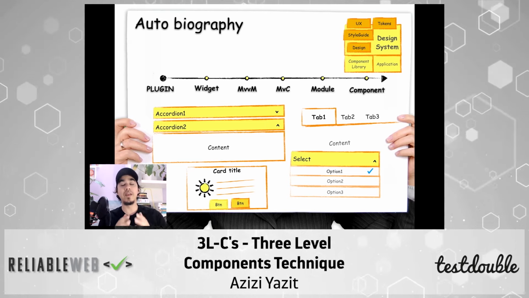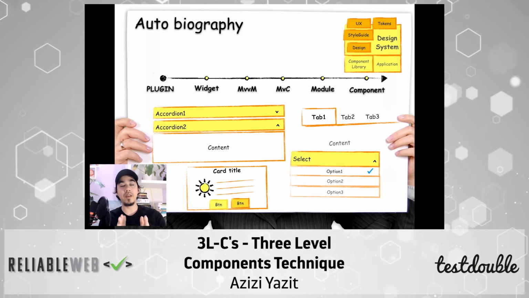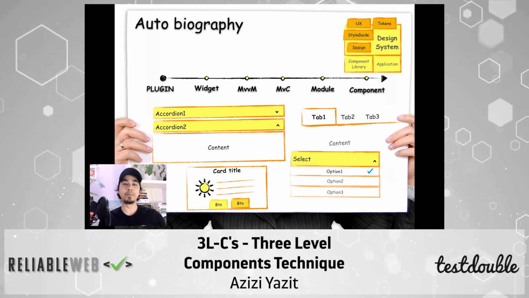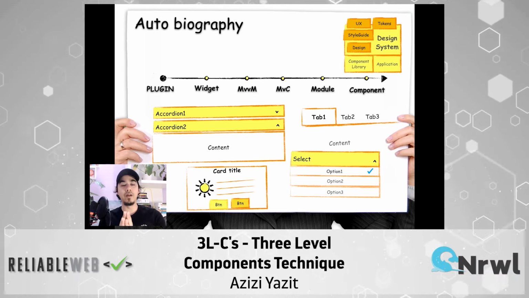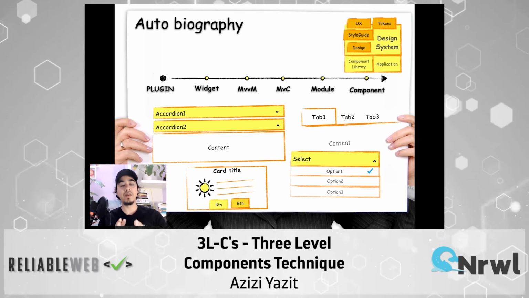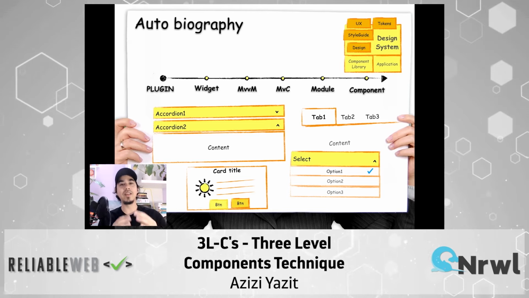For example, if I develop an accordion component, the accordion component is composed of the accordion header, the accordion title, and the accordion content. Same thing when we develop a card component, it is composed of the card header, the card actions, and the card body.